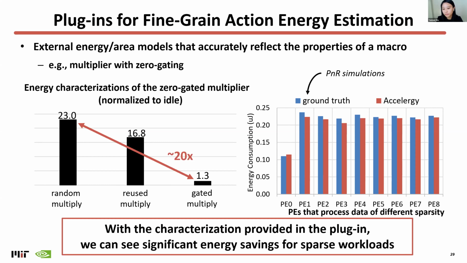So comparing to the ground truth, we can see that not only is Accelergy able to capture the change across PEs brought by this optimization, it is also able to have a relatively accurate absolute energy consumption estimation for all of these PEs in the design. So with this characterization provided in this plugin, we're able to use a higher level classification of fine-grained actions to actually produce a very accurate estimation of the components in the design.